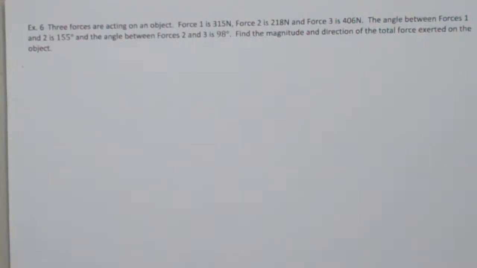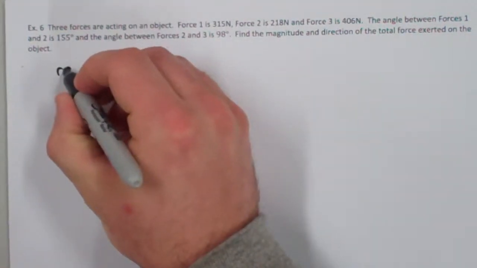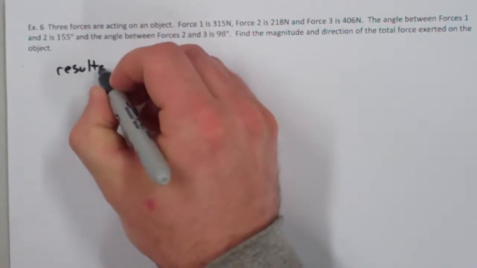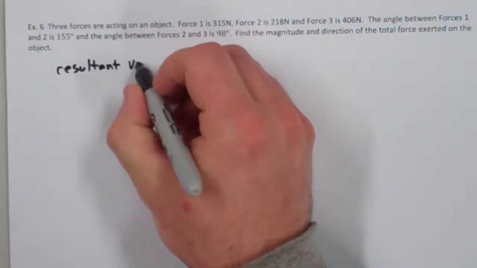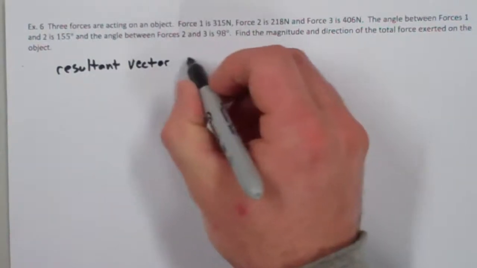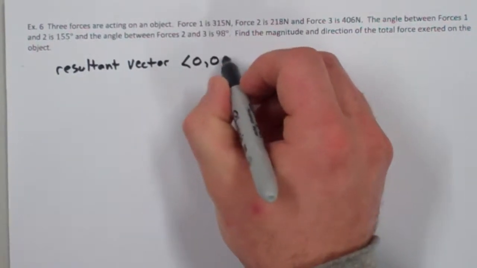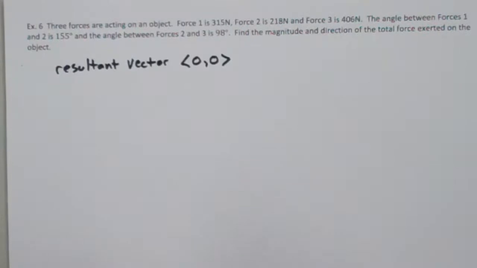Example 6 is a really cool problem related to an equilibrium. With these equilibrium type problems, what we want our resultant vector to be is 0, 0. Or if you're doing this in 3 dimensions, it would be 0, 0, 0. But this case is just 2, I think. Okay? So let's draw this together.